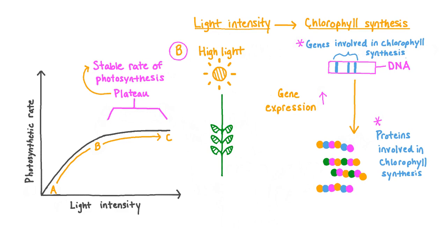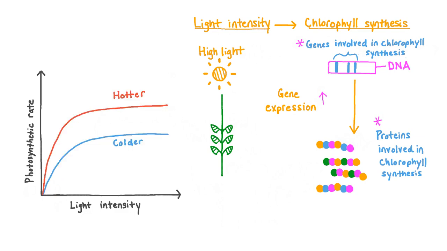This occurs because other factors become limiting, so further increases in chlorophyll synthesis alone won't allow the plant to increase its photosynthetic rate. However, changing another environmental factor, such as increasing the temperature to a more optimal level, will allow the plant to increase its photosynthetic rate relative to the colder temperature. But even in this scenario, the curve eventually plateaus and photosynthetic rate remains stable, because neither light intensity nor temperature are limiting factors. Now that we've seen how light intensity affects chlorophyll synthesis through gene expression, which in turn affects photosynthetic rate, let's try a practice question.